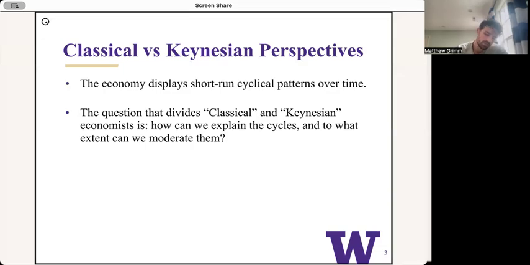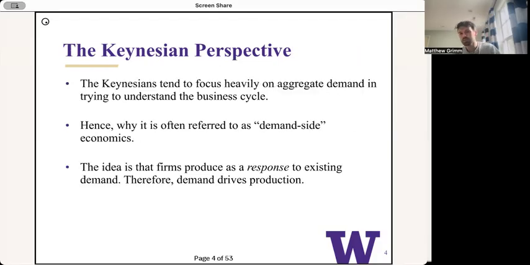So the economy displays short-run cyclical patterns over time. The question that divides these two groups is how can we explain the cycles and to what extent can we moderate them? So classical is going to have a different approach. Keynesian is going to have a different approach as well. So we're going to dive into those, what the differences are, all of that.